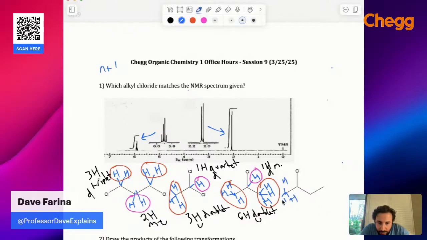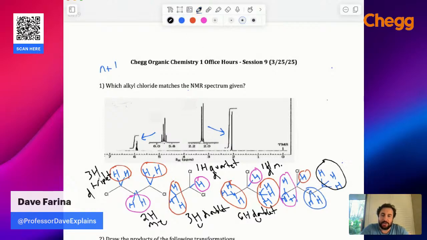Sorry, it's getting a little crowded there. We've got 3 protons there. We've got 1 proton there. We've got 2 protons there. We've got 3 protons here. Now, these will all be different, actually. So we've got this methyl here. We've got this individual one there. We've got these 2 here. And we've got these 3 here.